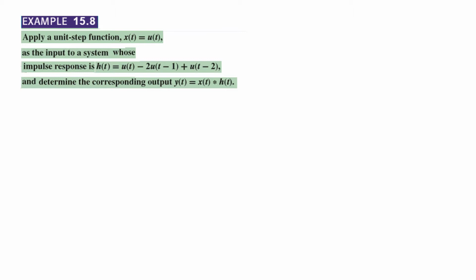Now this is example 15.8, and it says apply a unit step function x(t) = u(t) as the input to a system whose impulse response is given by this formula, and determine the corresponding output y(t) = x(t) convolution h(t). So let's see, in block form it should look like this. This is the system with impulse response h(t) given by this formula here, or these values. We are inputting the u(t) signal and we need to find y(t).